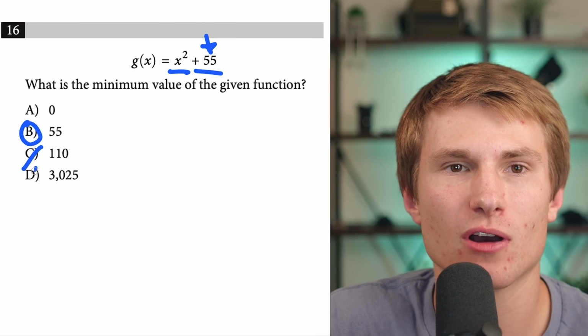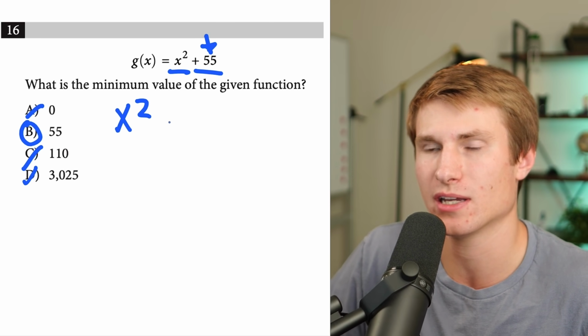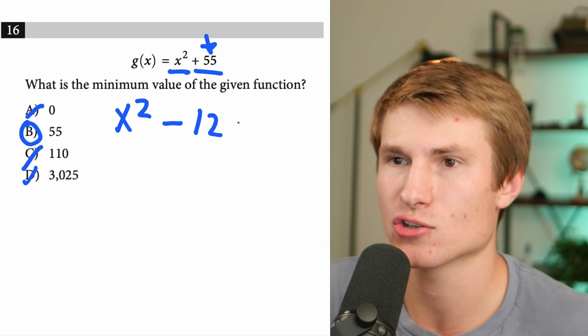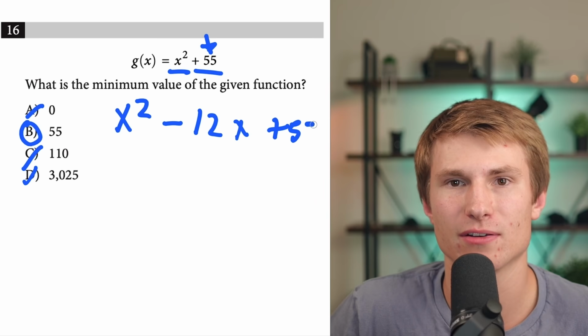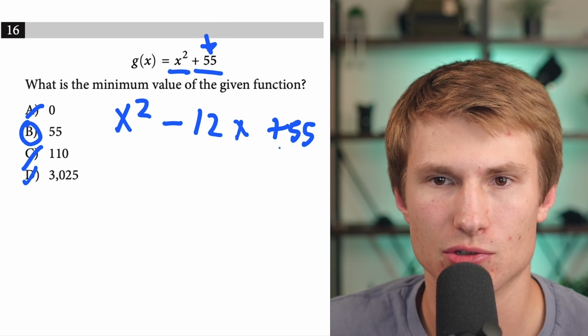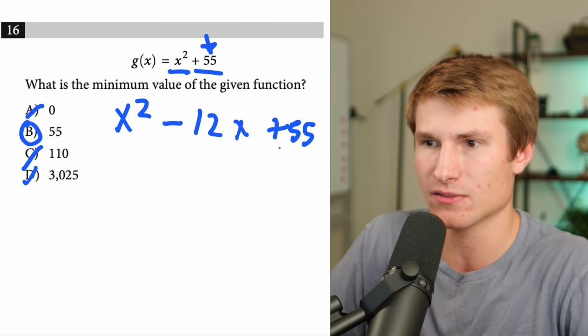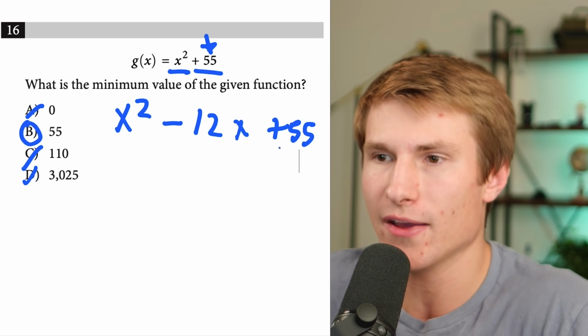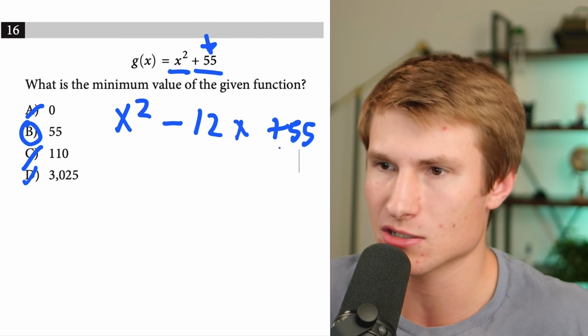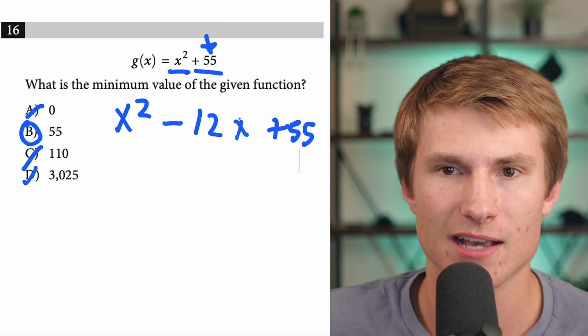Now, if you come across a question like this and it's a little bit more complicated, for example, say that the question was something like x squared minus 12x plus 55, then in that case, what you should do is you should go ahead and graph it. On the digital SAT, you pretty much have access to Desmos within the testing environment, and you should use that and then just find the minimum on the graph. But in this case, this is a trick you can use since you know that x squared will always be positive. You're not subtracting anything as x changes.